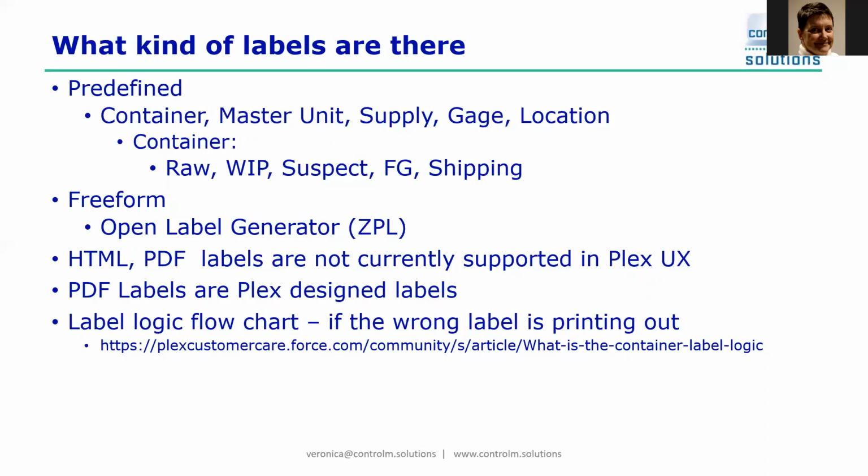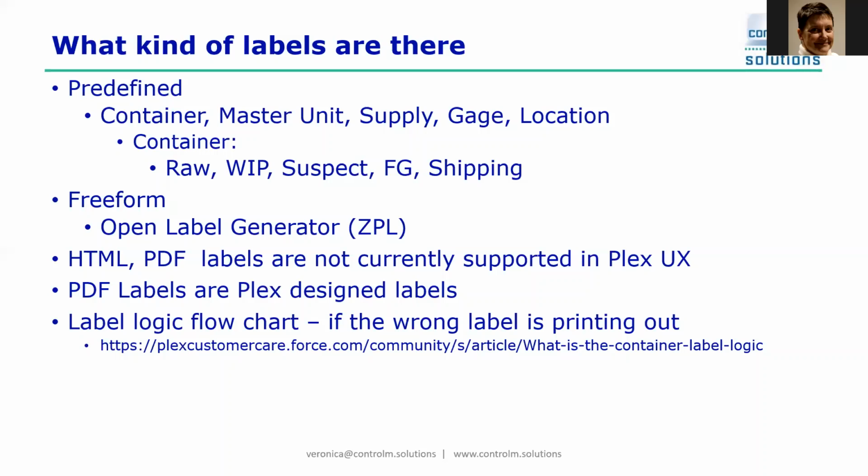UX does not support certain labels created in Classic, such as HTML and PDF. And if you try to use them, you get an error message. If you have a PDF label, know that only Plex can change it. The sequence on the label printed is based in its label type and status.